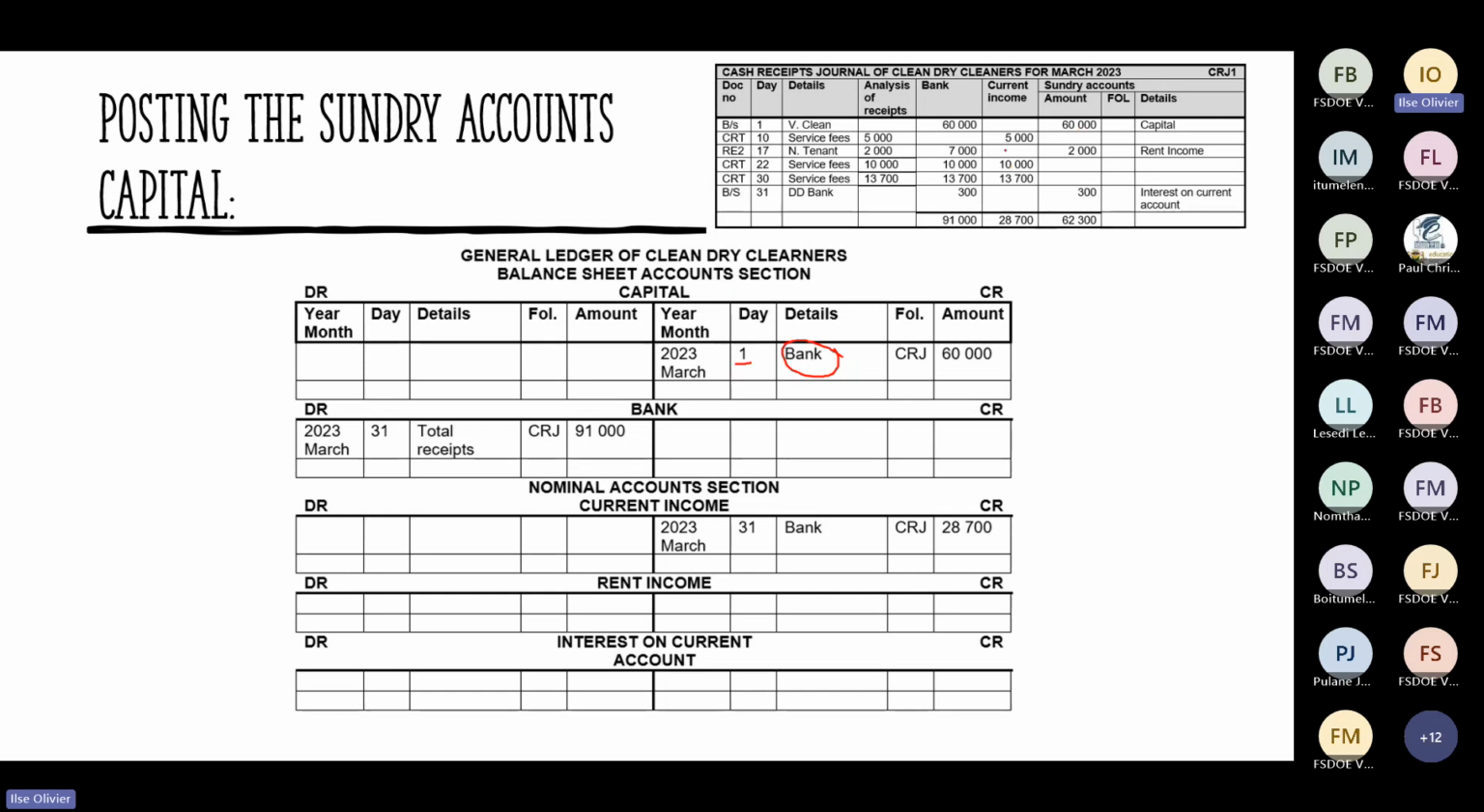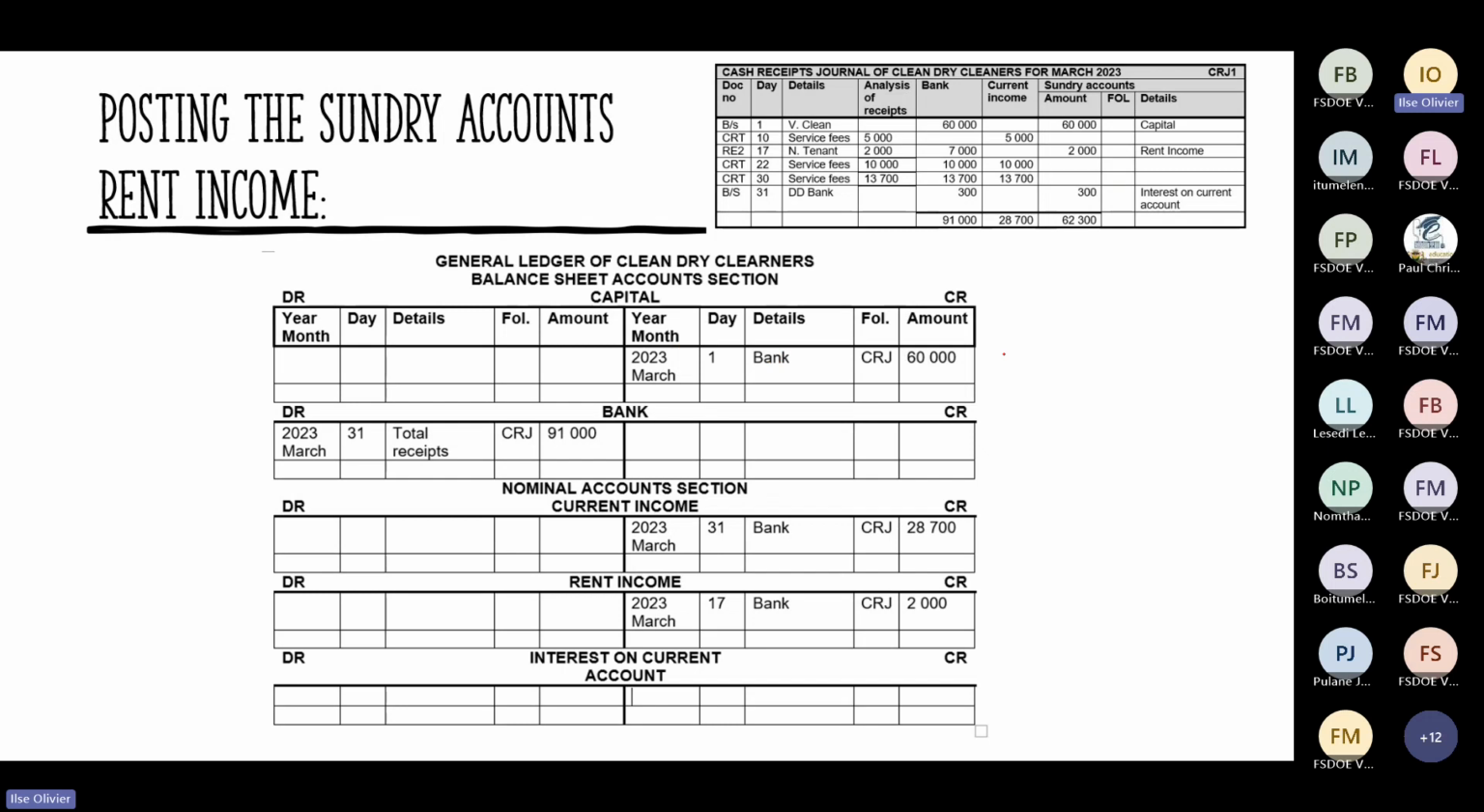What other sundry accounts do we have? The next one that we have is rent income. So again, bank is debited because bank is an asset that increased. All the other accounts will be credited. So let's see, rent income on the credit side, 2023 March, it is on the 17th. That is why you write the 17th here. Bank, because bank is debited, CRJ, and the amount was 2,000 Rand.